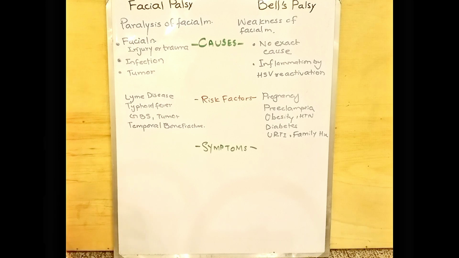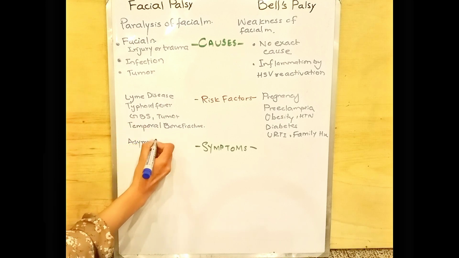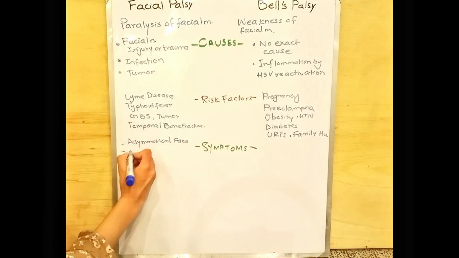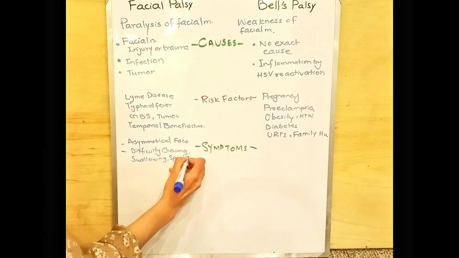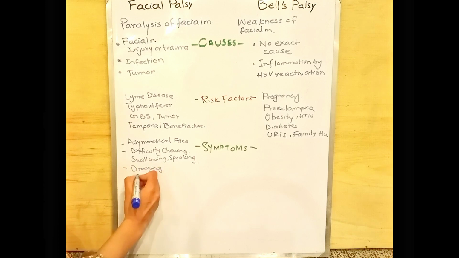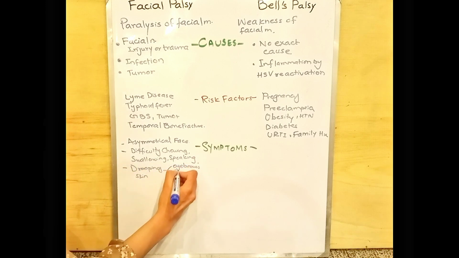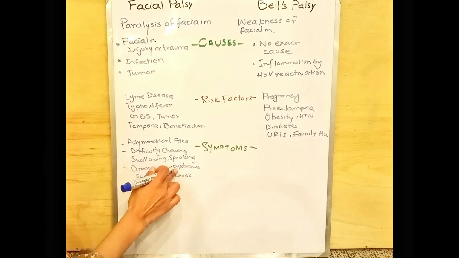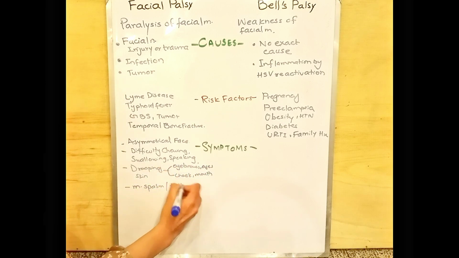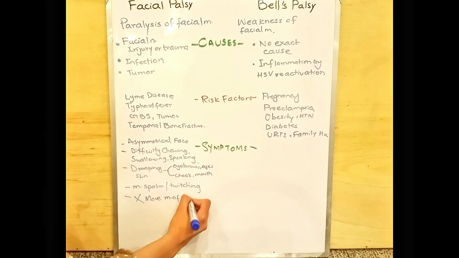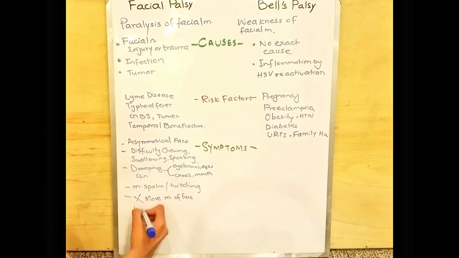Now let's talk about the symptoms. In case of facial palsy, it can result in an asymmetrical face appearance and there is difficulty in chewing, swallowing and speaking. There is also drooping of the skin of the eyebrows, eyes, cheek and mouth. Then there is muscle spasm and twitching and the person cannot move the muscles of the face on the paralyzed side.